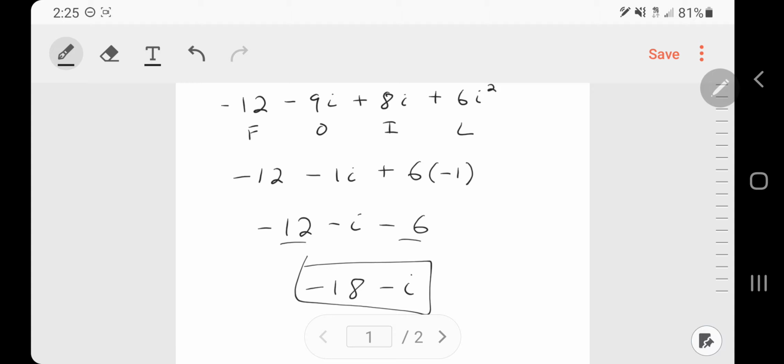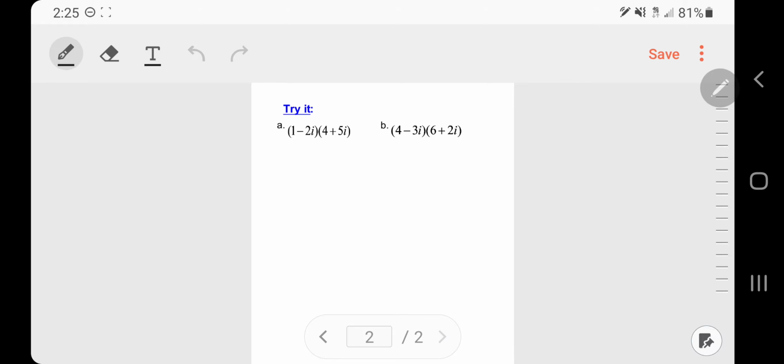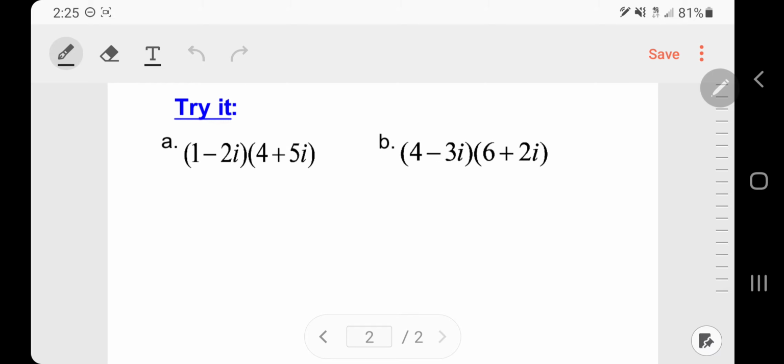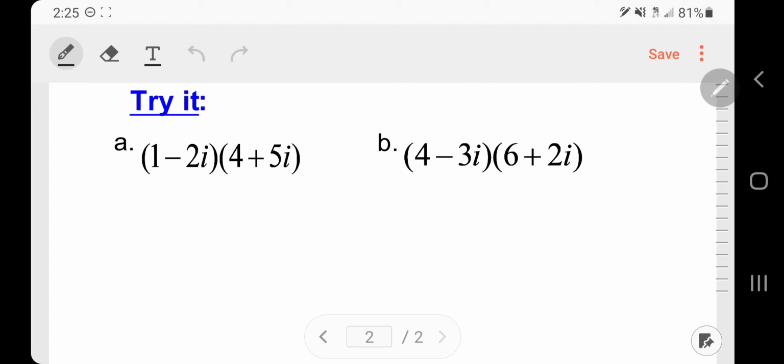Let's take a quick look at a couple more examples. Okay, so again, we'll use the FOIL method in each of these. I'm going to do A first, so my first would be 1 times 4, which is going to give me a positive 4. Outer would be 1 times 5i, which is a positive 5i. Inner would be negative 2i times 4, which is a negative 8i. And last is negative 2i times 5i, which is going to give me a negative 10i squared.